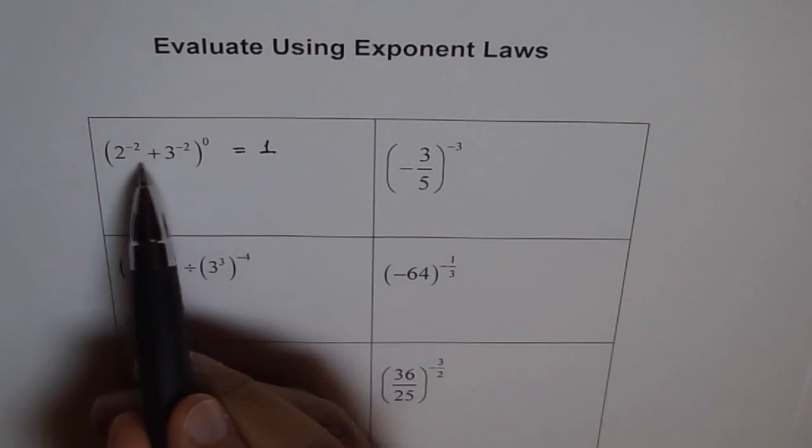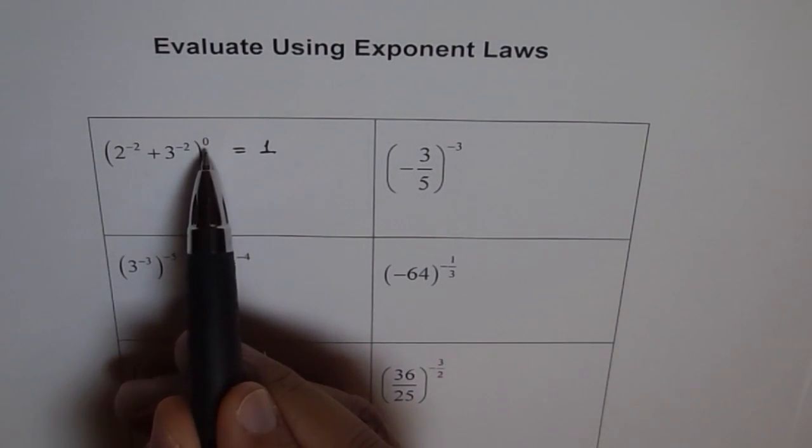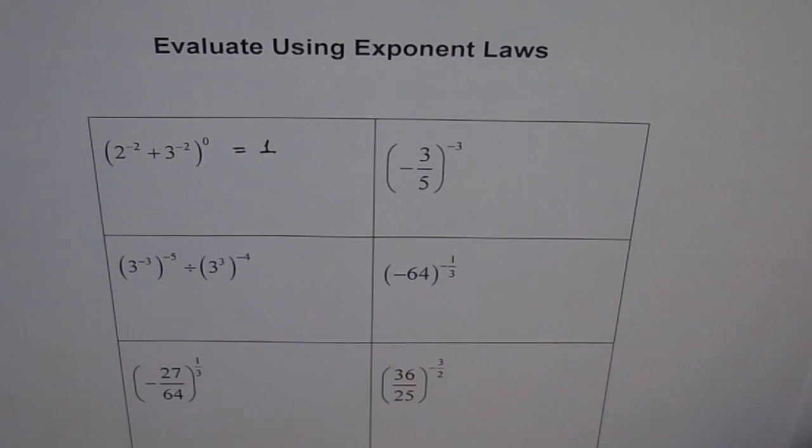There's no need to simplify. Look for this 0 first. So you save time and get the correct answer.